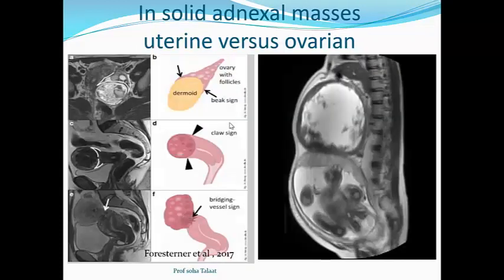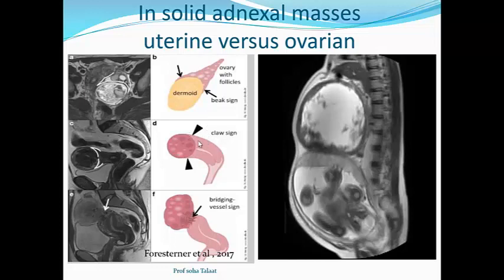In solid adnexal masses, we have different signs to describe whether it is ovarian, uterine, or otherwise. If it is ovarian, we have the peak sign. The ovarian tissue is seen peaking around this lesion, so this is what is called the peak sign. The ovary with its follicles peaking around the lesion, and the peak sign is usually not in 100% of cases, is usually seen with benign lesions rather than malignant lesions.